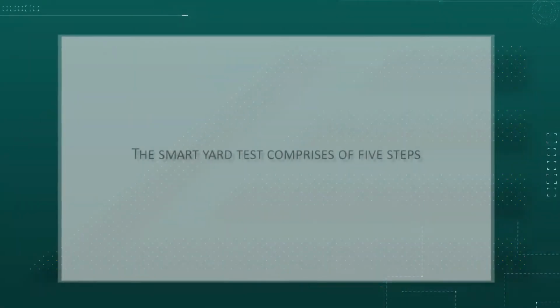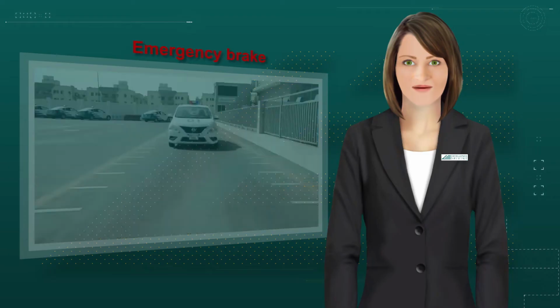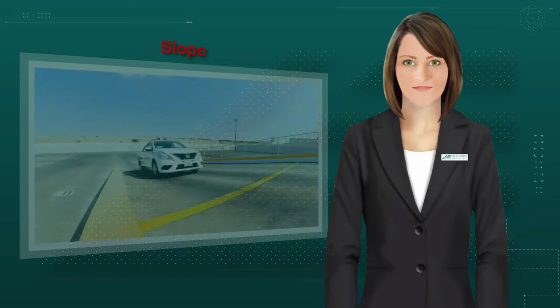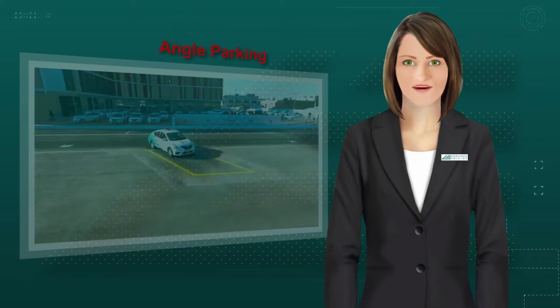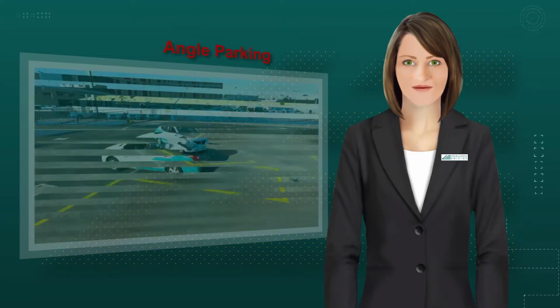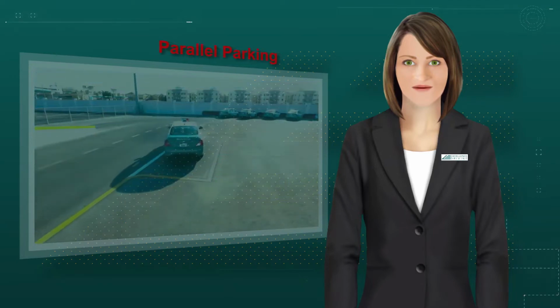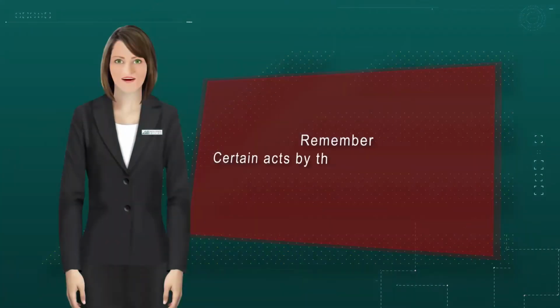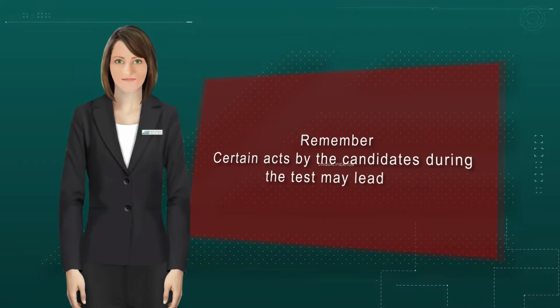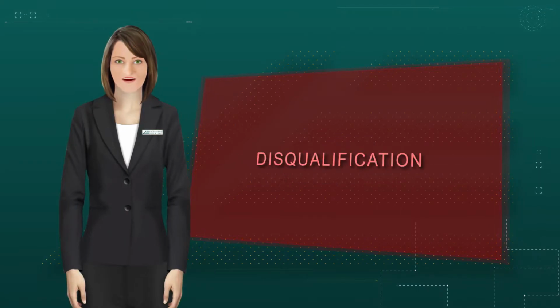The Smartyard test comprises of 5 steps: sudden braking or emergency braking, hill or slope, angle parking in 60 degrees, garage parking in 90 degrees, and parallel parking. Remember, certain acts by the candidates during the test may lead to disqualification.